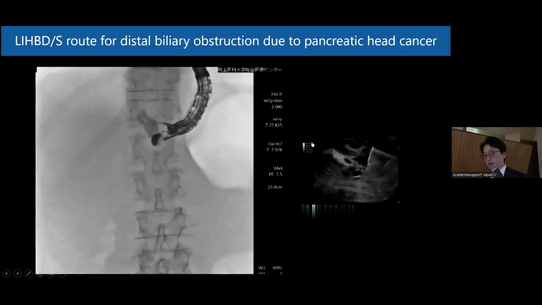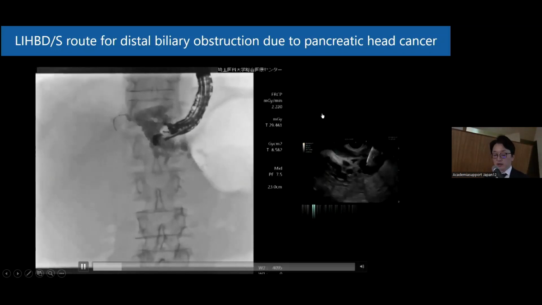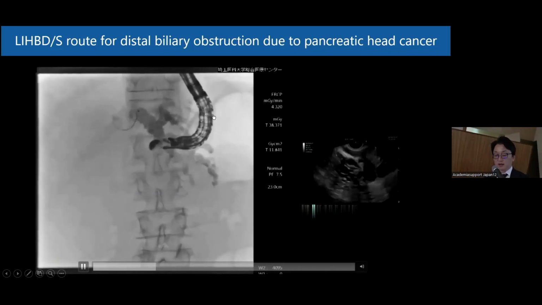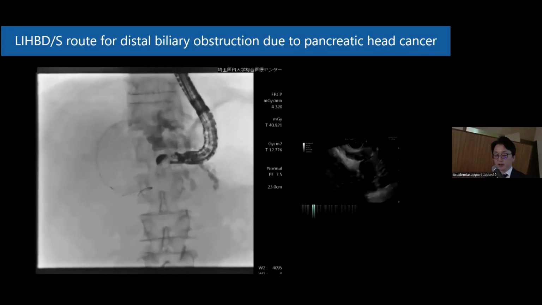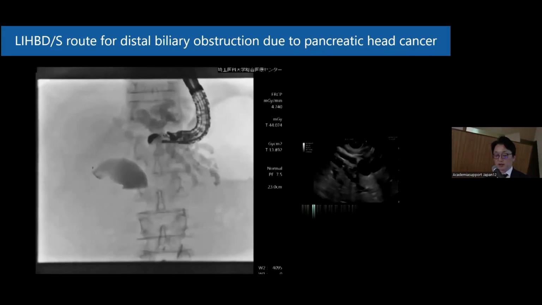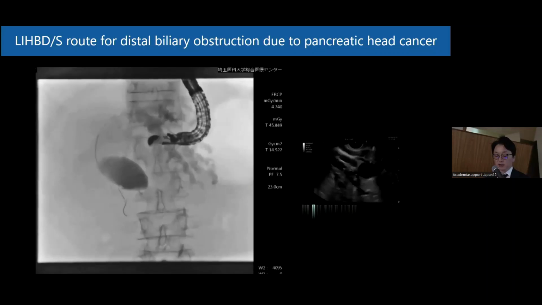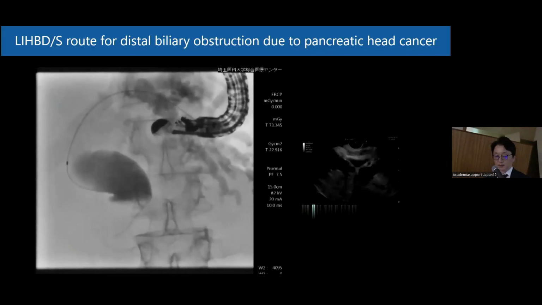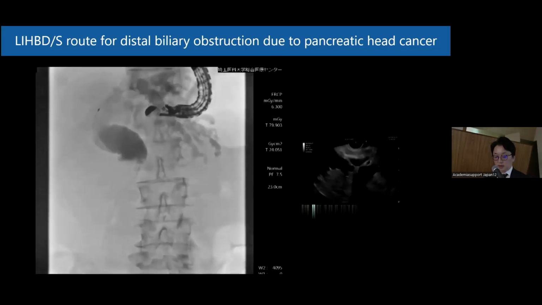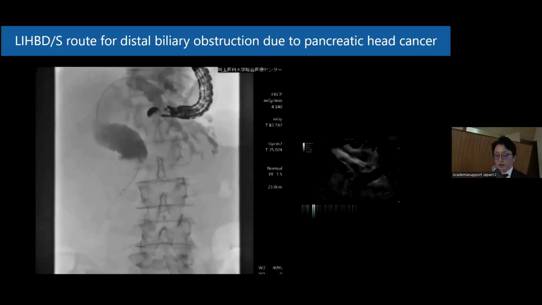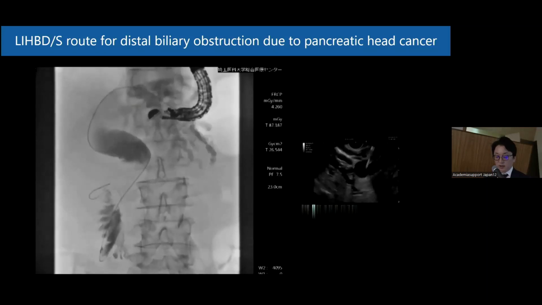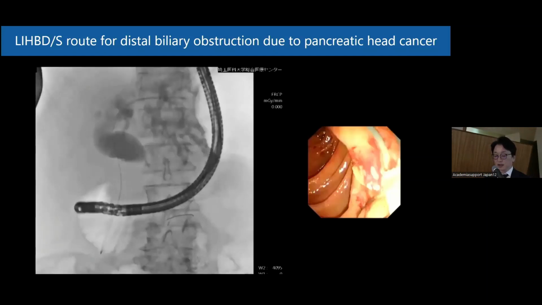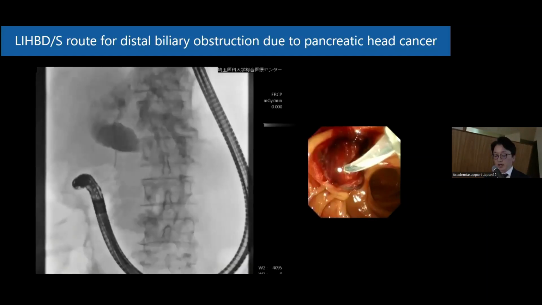This is a pancreatic cancer case using the stomach route. The distance is so long, and negotiation of the guide wire is very difficult. I use a catheter to negotiate the guide wire, but it takes a long time. After insertion of the guide wire into the duodenum, the scope was removed, the ERCP scope was inserted, and cannulation was done.